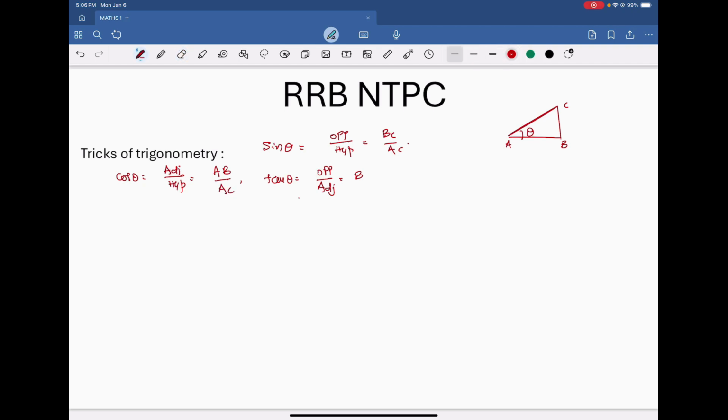Here in cos theta there is a small error, it is AB by AC. While writing I have written it wrongly. Now tan theta is equal to BC by AB. But we know the identity relation sin square theta plus cos square theta is equal to 1, and similarly for cot theta.